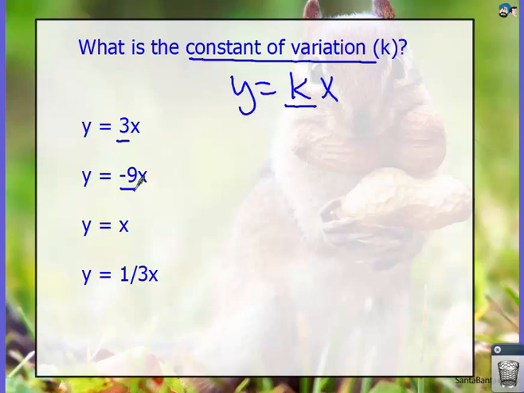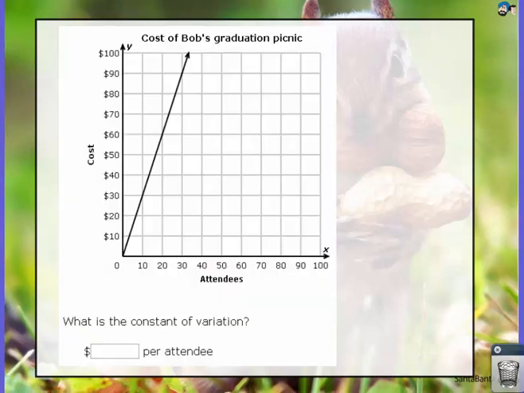Well, what about just y is equal to x? Well, we know x does have a number in front of it. It's 1, and that becomes our constant of variation. And then for the last one, it's 1/3. Okay, well, what about in some graphs? Could we find a constant of variation? Well, again, constant of variation just means the slope of the line that passes through the origin. That's all it amounts to.